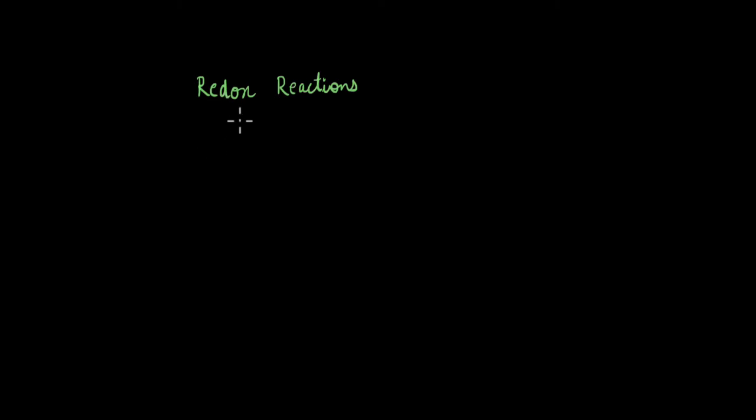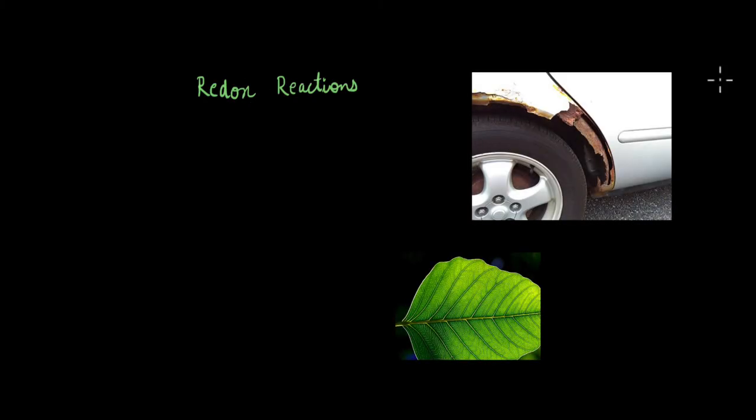We are going to be looking at redox reactions in this video. And this name may sound a little bit unfamiliar to you right now, but you have actually seen or you know of some reactions that happen around you that are redox reactions. So one very common example is that of rusting. And you would have seen rusting in cars or on your bicycles that look something like this. And rusting is a good example of a redox reaction.